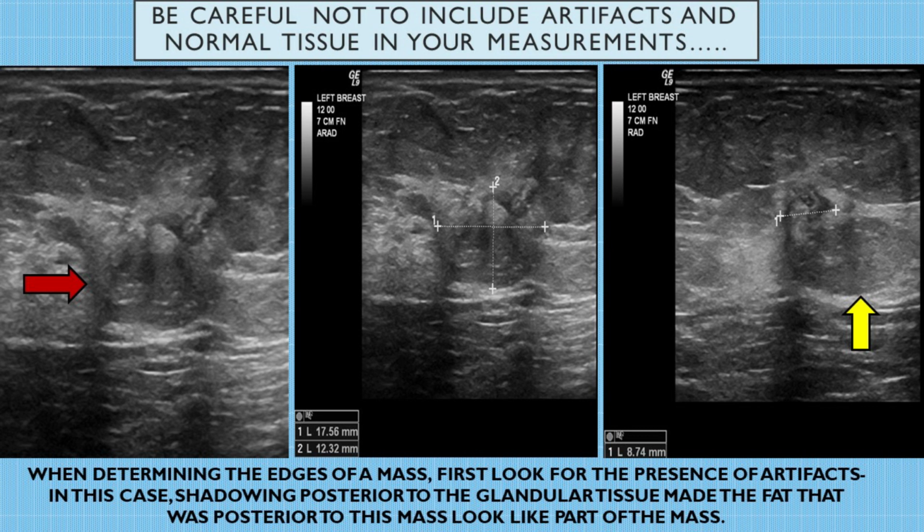So really important to pay attention to, number one, does it have any Cooper's ligaments in it? Number two, when I turn in a different dimension, does it start looking more like a fat lobule? And these are clues that will help you ensure that you don't include fat lobules in the measurements of a mass. Fat lobules should always be excluded from the measurements of a mass, and just the mass itself should be measured.